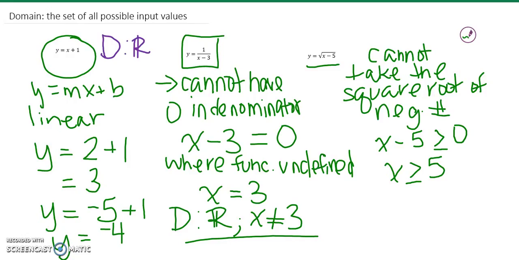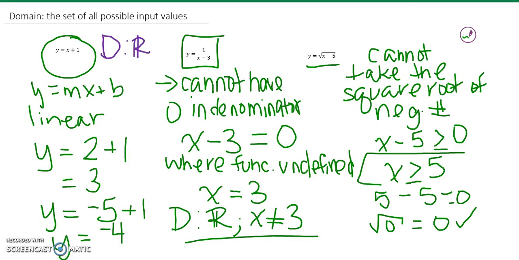Checking our answers, 5 minus 5 equals 0. And the square root of 0 equals 0. So this works. Our domain is x greater than or equal to 5.